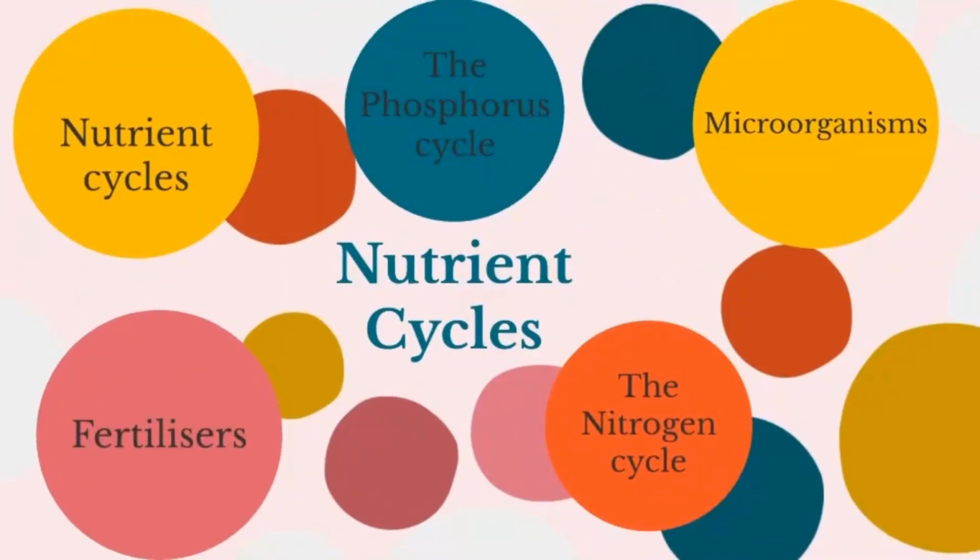So we spoke about what nutrient cycles are, and we gave the specific examples of the nitrogen cycle and the phosphorus cycle. We then looked a bit more deeply at what microorganisms are involved in the steps of the cycles and how they work. And then finally, we had a look at fertilizers, how they are used, and also the environmental impact that they can have.